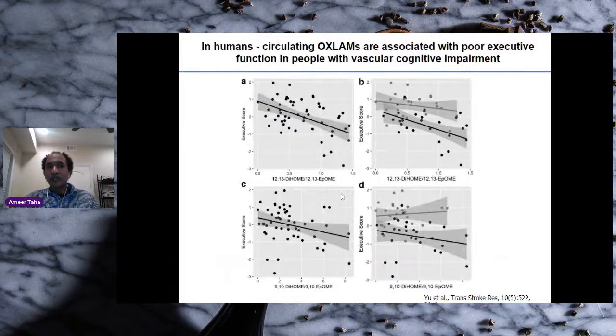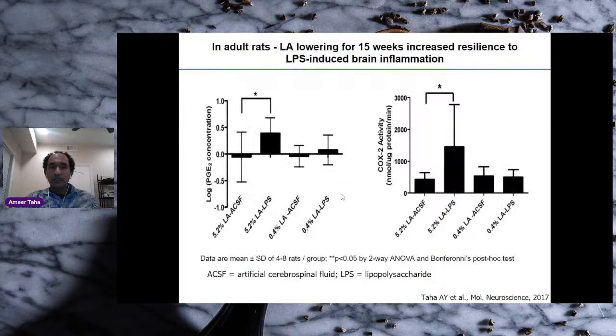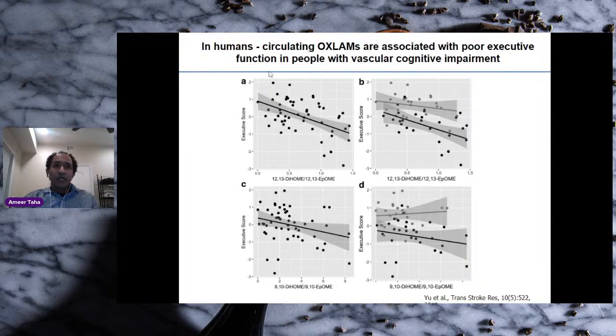So what about humans, specifically elderly humans? This is in rats. Rats and humans are very different. In humans, circulating oxalams, we reported recently, are associated with poor executive function, but primarily in people with vascular cognitive impairment. If you look at the right side of this slide, on the y-axis you have executive score, which is a measure of executive function. On the x-axis you have what we call the diol to epoxide ratio. These are ratios of LA metabolites or oxalams in the blood.